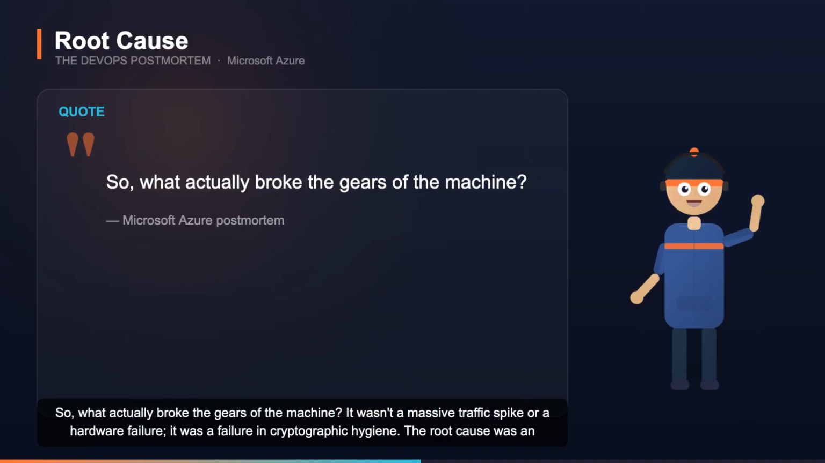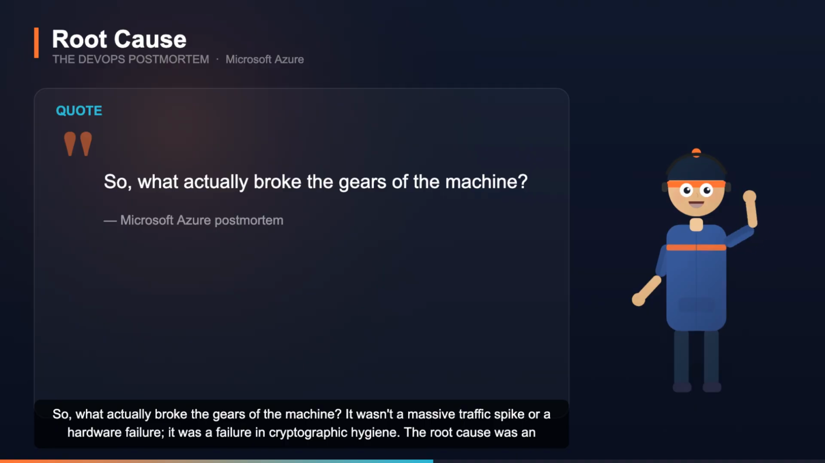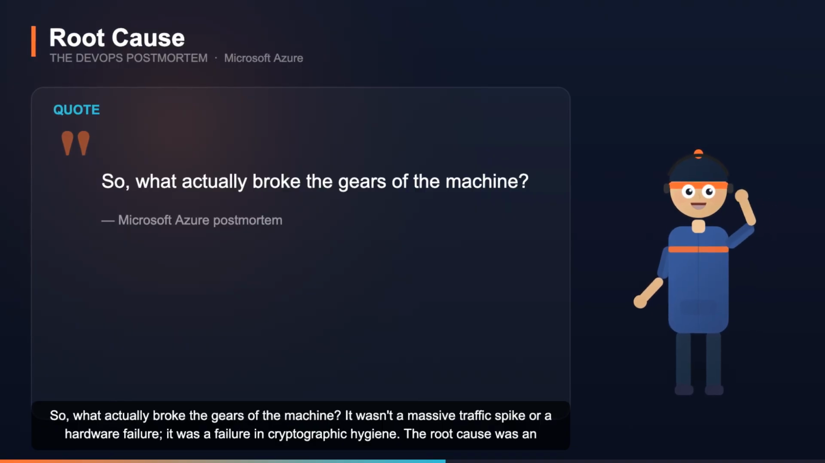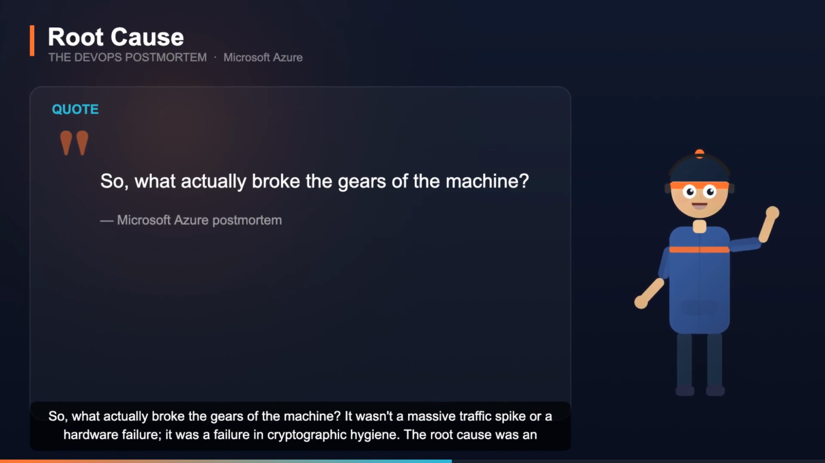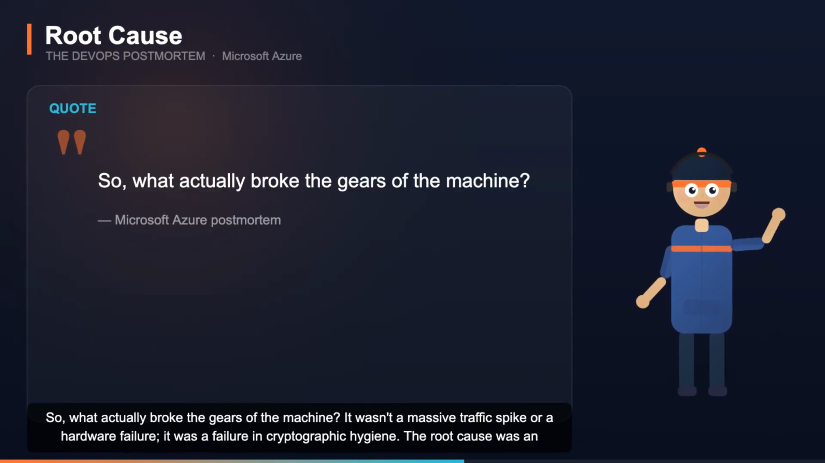It was a failure in cryptographic hygiene. The root cause was an automated system designed to rotate signing keys for OpenID and other identity protocols. During a complex cross-cloud migration, this automated process glitched and purged a specific key that had been explicitly marked to retain. Because that key was suddenly gone, applications across the board stopped trusting the tokens being signed by Azure AD. This created a catastrophic domino effect where authentication failed for everything from Microsoft 365 to Xbox Live.